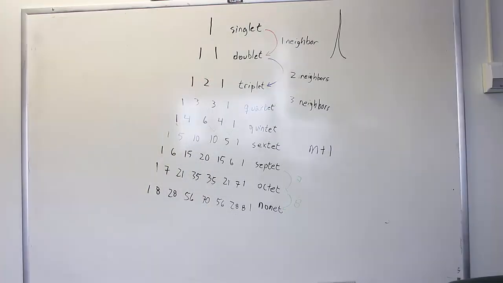The key rule for multiplicity is the n+1 rule. A single neighbor gives rise to a doublet, 2 neighbors gives rise to a triplet, 3 neighbors gives rise to a quartet, and so on down the line. You always have one more line in a signal than the number of neighbors. That is the n+1 rule.